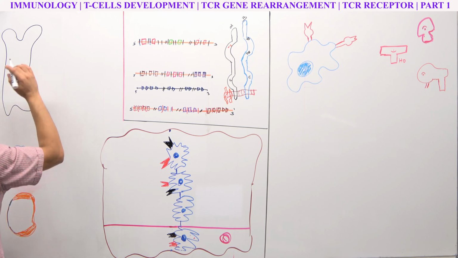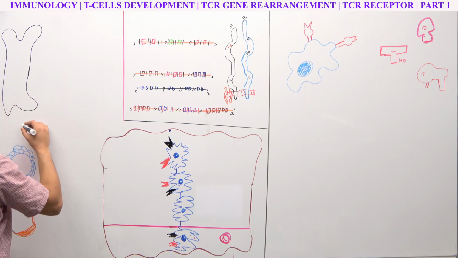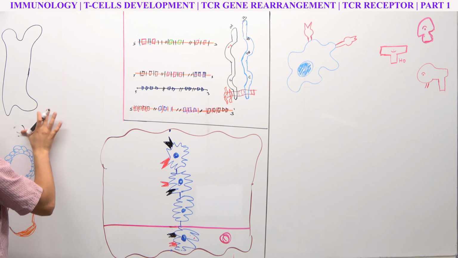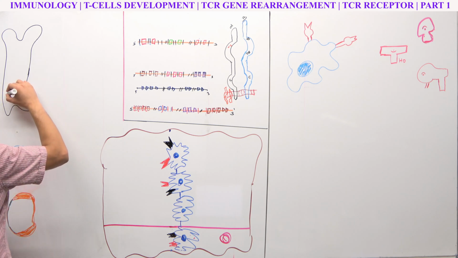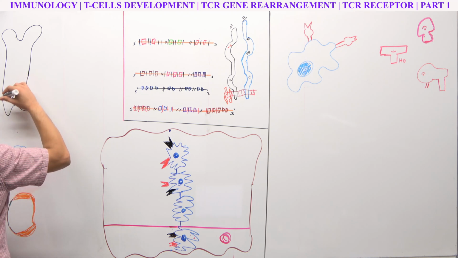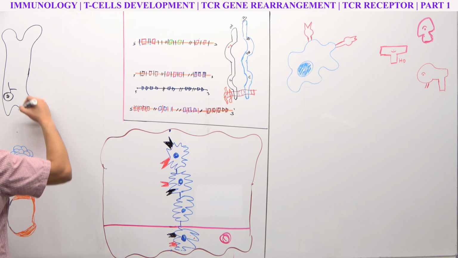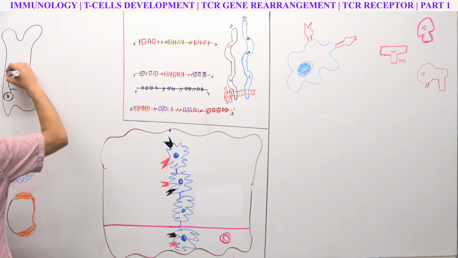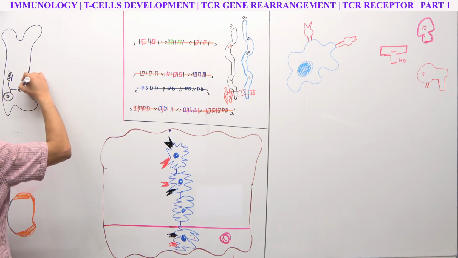There is something called hematopoietic stem cells. Let me just write it down here, in the bone marrow. What is going to happen is that these hematopoietic stem cells will divide into two lineages. One is the lymphoid lineage, and the other is the myeloid lineage.